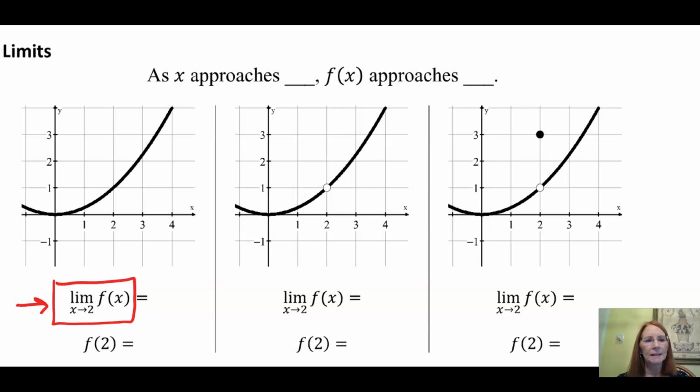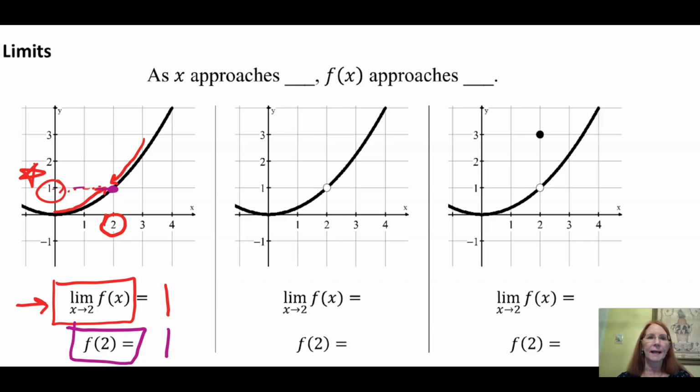And what a limit means is, as I'm getting closer to this x value of 2, from both the left side and the right side, what is the y value trying to be? Whether it gets there or not, that's what we're looking for. So the limit as x approaches 2 of this function is 1. In this first example, the actual function value at 2 is also 1.